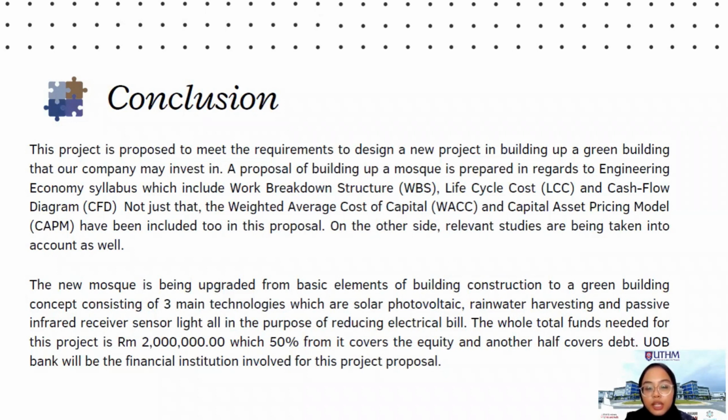The new MOS is being upgraded from basic elements of building construction to a green building concept consisting of three main technologies, which are solar photovoltaic, rainwater harvesting, and passive infrared receiver sensor light, all for the purpose of reducing the electrical bill. The total funds needed for this project is 2 million, of which 50% covers the equity and the other half covers debt. UOB Bank will be the financial institution involved for this project proposal.